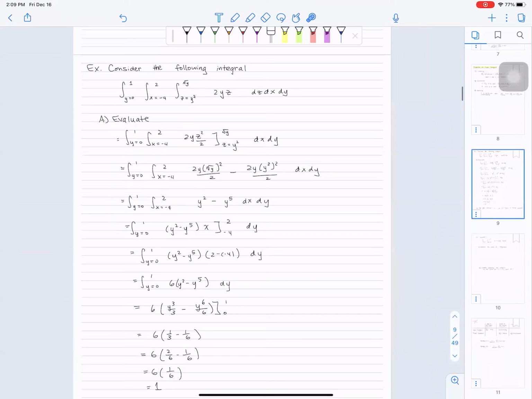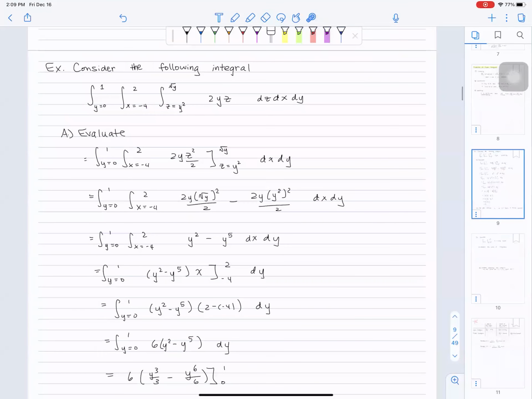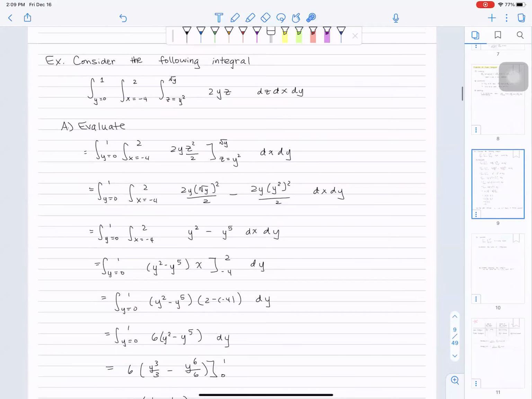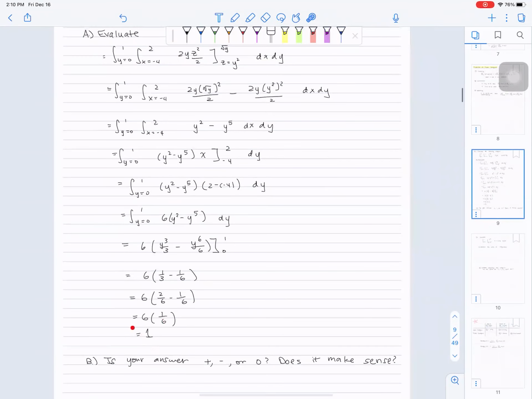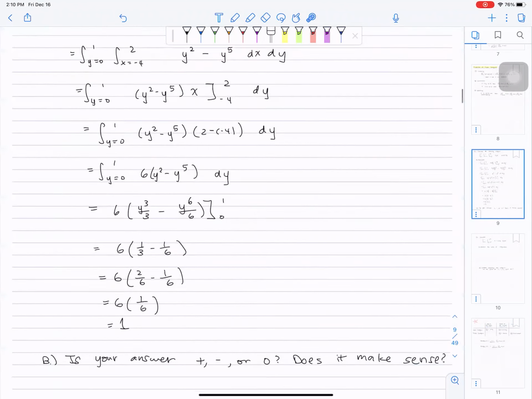So for example, this is just a bunch of integration techniques. I've written out all the work here, and you can check. But say we're considering this integral, I can do all of the work and I get 1. Then a question they could ask is, does your answer make sense? Is your answer positive, negative, or 0? And does it make sense?